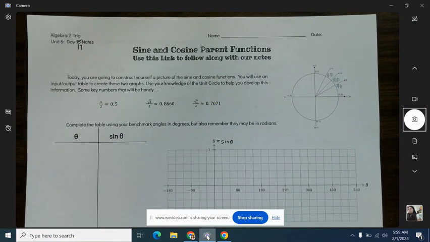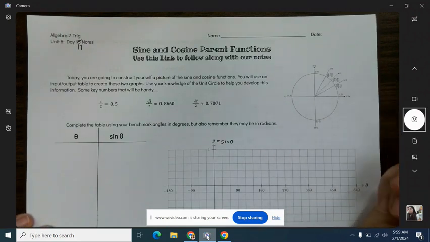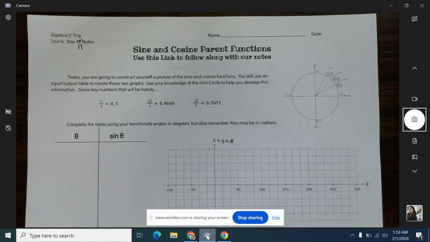So today we're going to construct ourselves a picture of sine and cosine functions. We're going to be using input and output tables to create these two graphs, and we're also going to be using our knowledge of the unit circle. So one thing that we talked about in the video is this idea that the unit circle is just a way to house the information. It's not actually the graph, right?